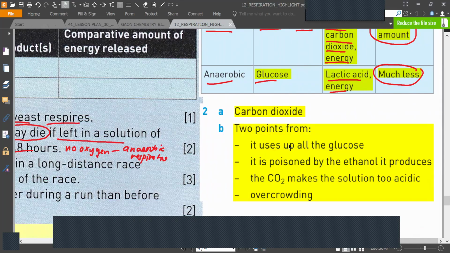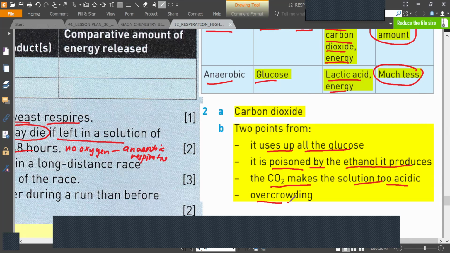After 48 hours, that is because it may have used up all the glucose, so no more food, or it produced ethanol. If the concentration of ethanol is too high, it will become a poison to the yeast. Or the carbon dioxide makes the solution too acidic, and when it is too acidic, it is also harmful to the yeast. Or overcrowding: the yeast is growing too fast, so some of it will die off. These are the possible reasons.